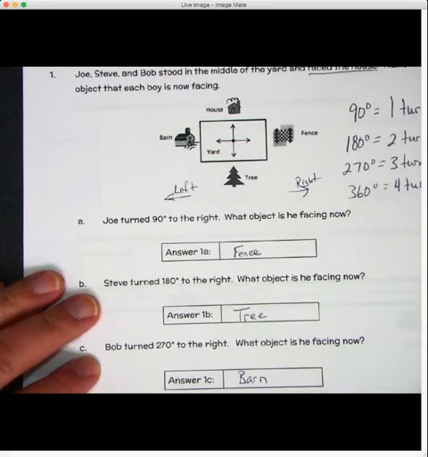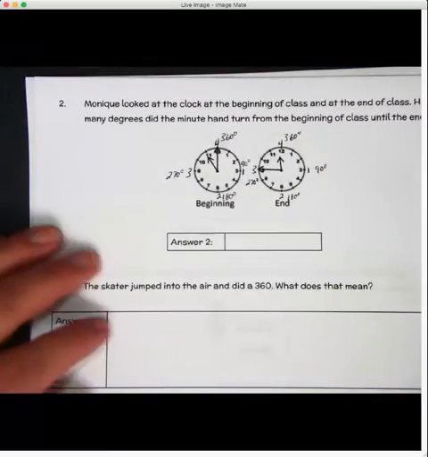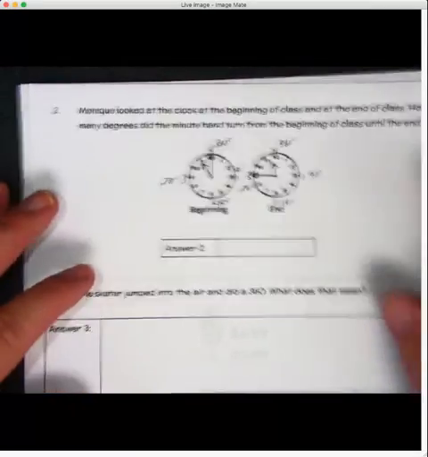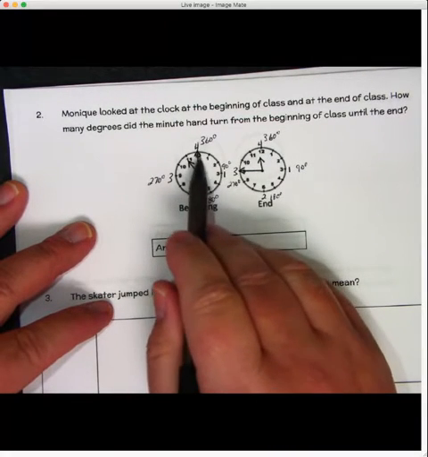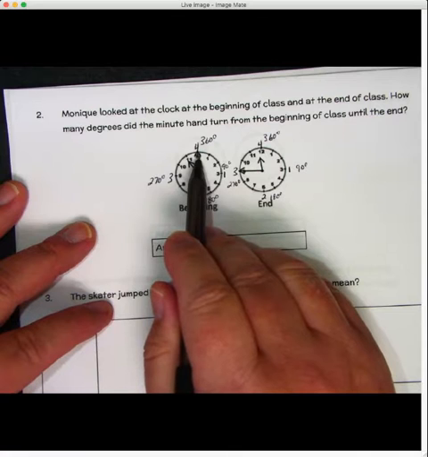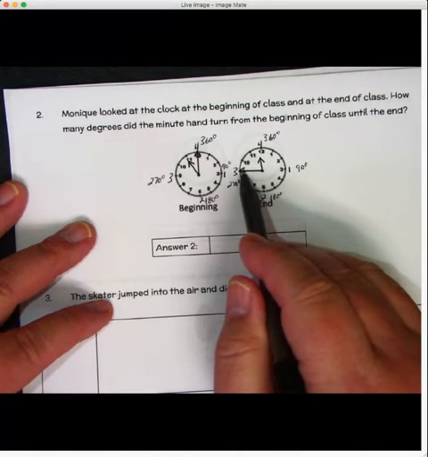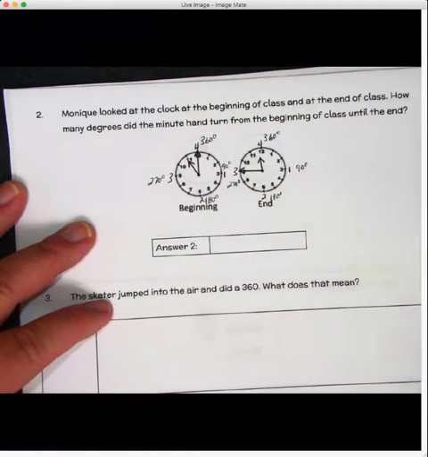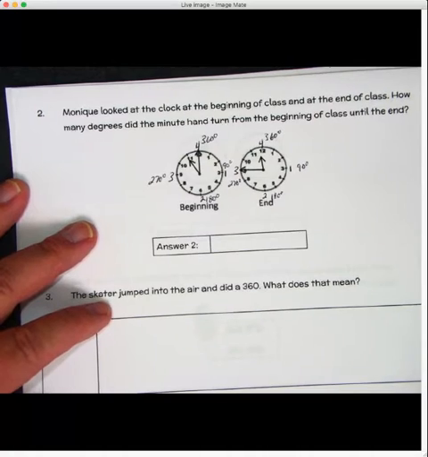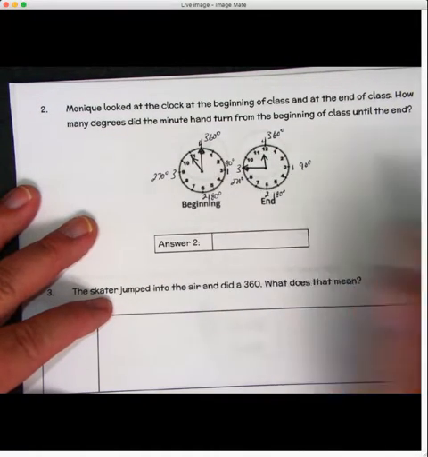Let's look at some more problems thinking like this. Okay, I went ahead and wrote on this a little bit for you. Monique looked at a clock at the beginning of class. At the beginning of class, the minute hand was here on the 12. And at the end of class, the minute hand is now on the 9. How many degrees did the minute hand turn from the beginning of class to the end? So we know it went from the 12 all the way around to the 9.